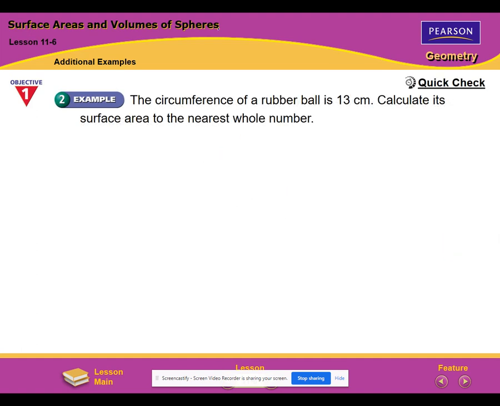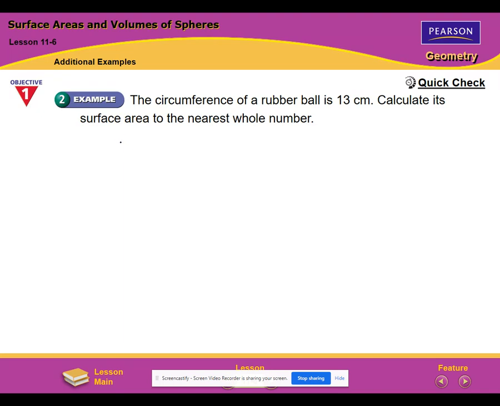Here you have the circumference of a rubber ball is 13 centimeters, and they want us to calculate the surface area. Notice the difference. They didn't give us a diameter or a radius. They gave us the circumference. Now that is to be assumed the circumference of a great circle then. The circumference of a sphere is the circumference of a great circle on the sphere.